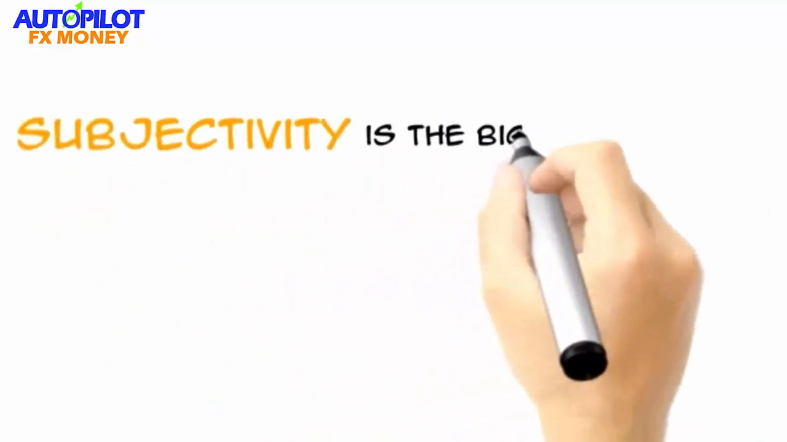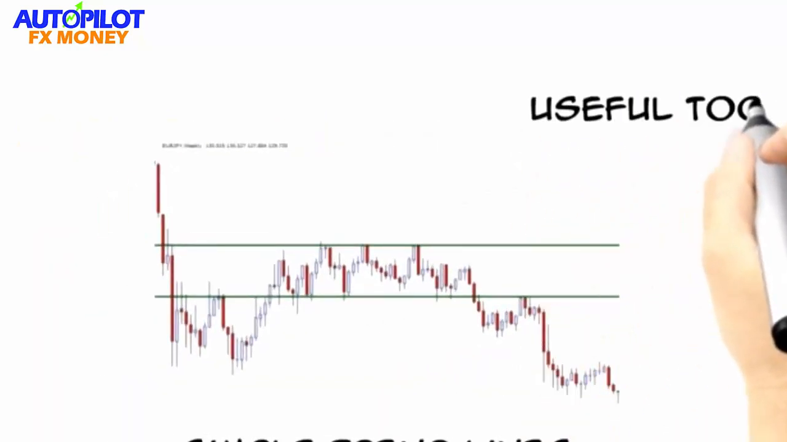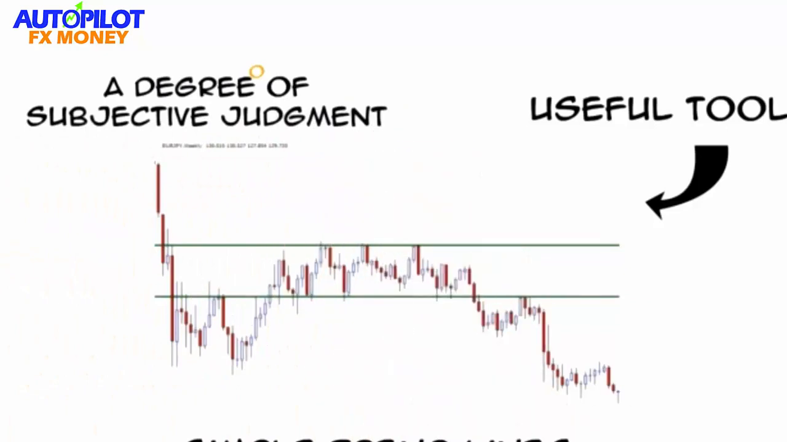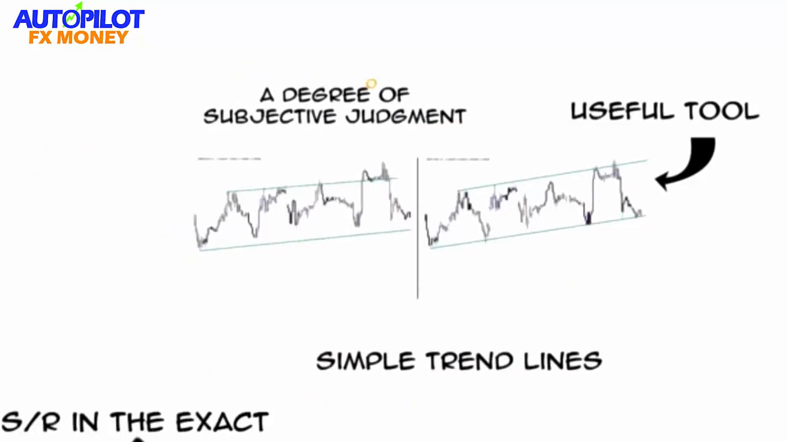Subjectivity is the big flaw of both simple trend lines and channels. Even though trend lines are useful tools, their construction often requires a degree of subjective judgment. Different traders will draw them a bit differently, and thus won't see support and resistance in the exact same place. That's one reason why we view support and resistance from these trend lines as areas or bands of support and resistance rather than as precise lines.